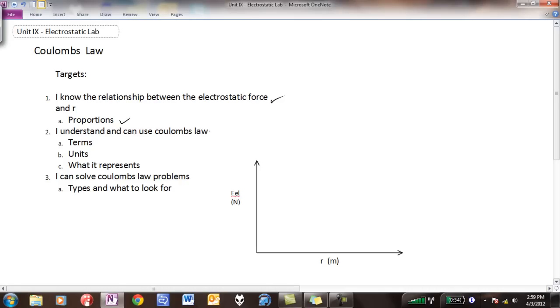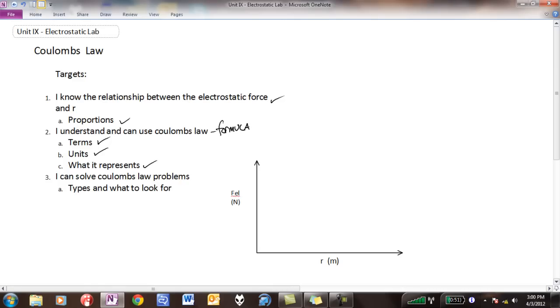Whenever we look at a law, by the way, this is going to be a formula that we get. With this formula, always make sure you understand the terms in the formula. That means what does the F mean, what does the K mean, all that other good stuff. Make sure you know the units for each one of the terms so you're using those properly in problems. And part C, what it represents. Anytime somebody solves for a value in a formula, you have to be able to describe what that number is actually telling you. That's usually where physics students go wrong.